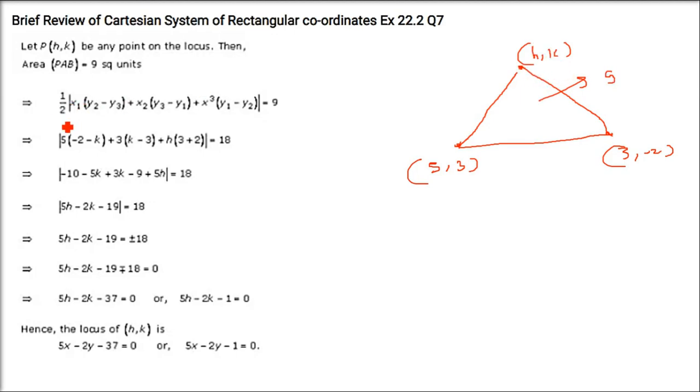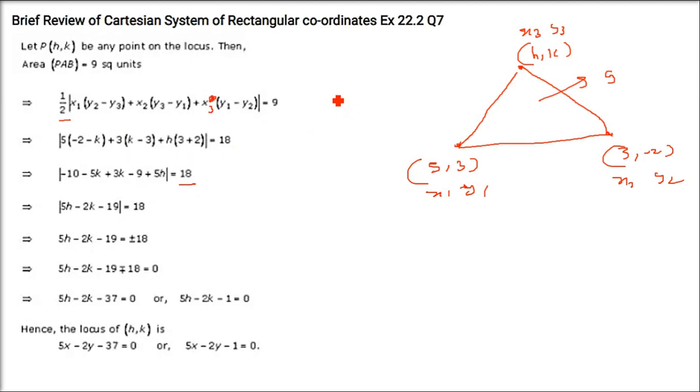So what is the formula of the area? Half into |x1(y2 - y3) + x2(y3 - y1) + x3(y1 - y2)| equals 9. And please remember, it's a modulus sign. So this is (x1, y1), this is (x2, y2), and this is (x3, y3). Just replace these values of x1, x2, x3 and y1, y2, y3, and we'll get a final equation.